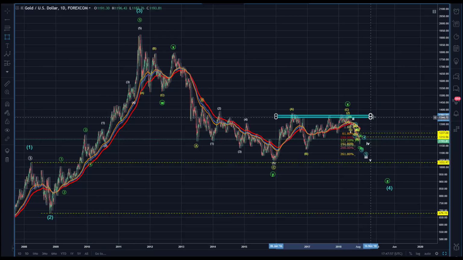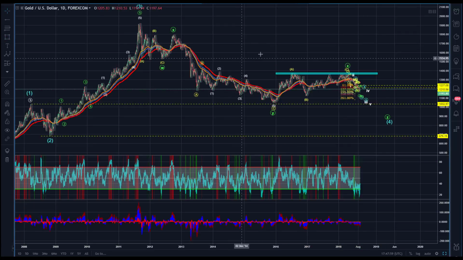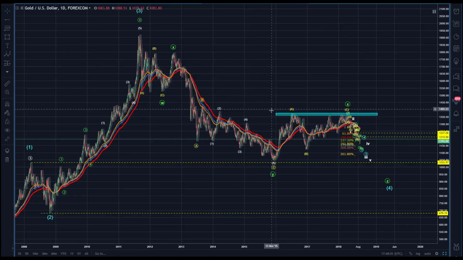So you can see here we had this area where we just had stiff resistance, just couldn't get through. So what is that? 1350, tried it once, tried it again, rejected, tried it again, rejected, again, rejected. Now we're having a pretty substantial move off of that. So I see this as a wave coming down.